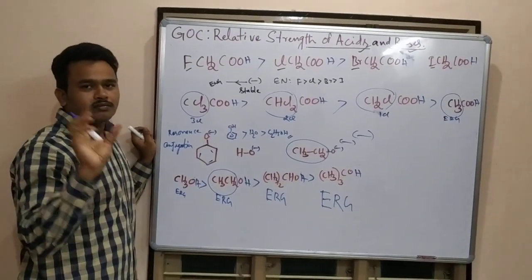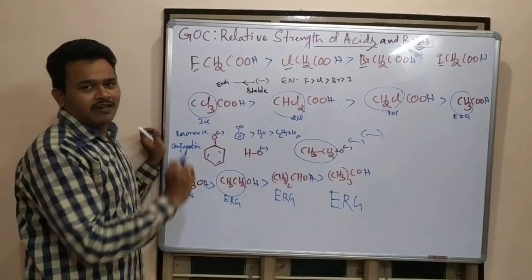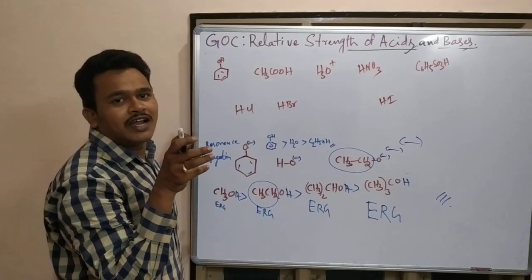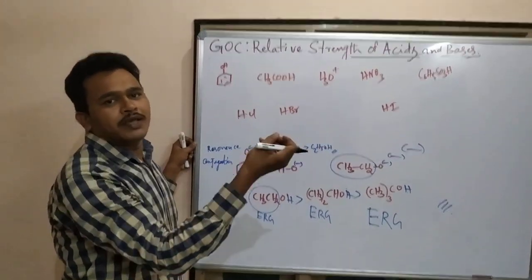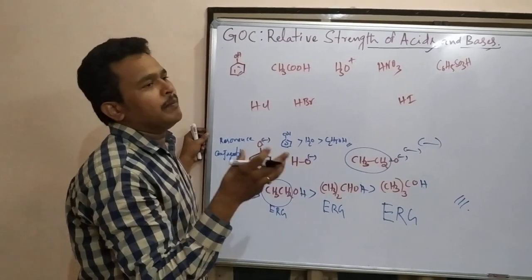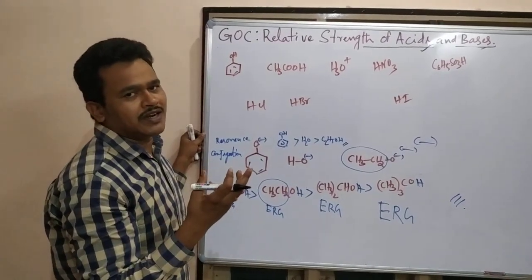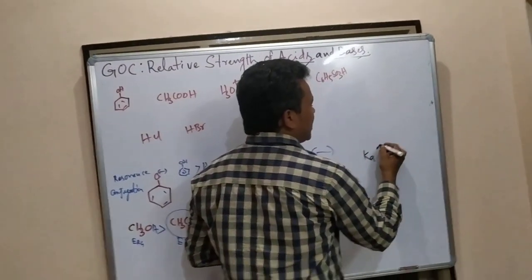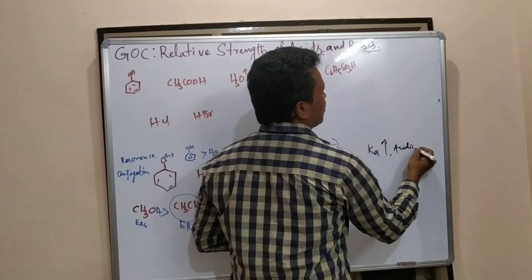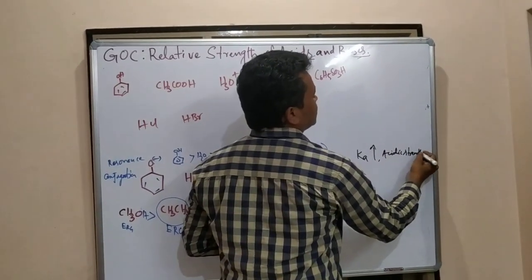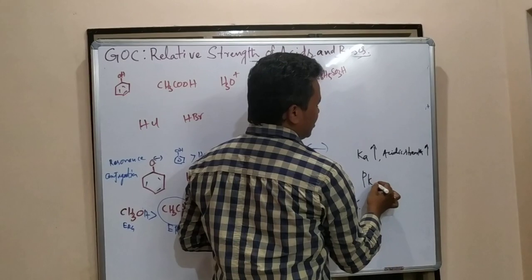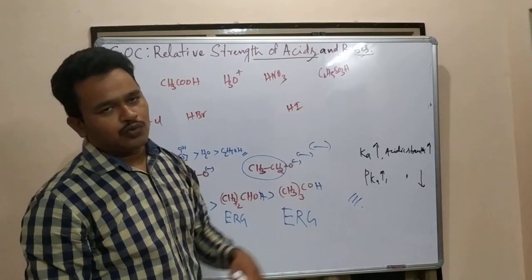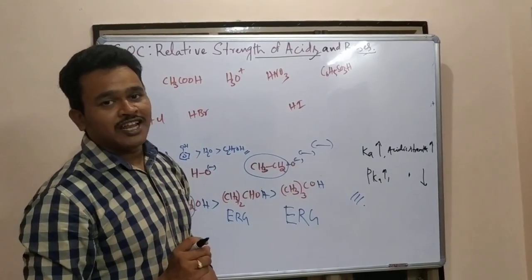Finally, I will give the order. We are going to conclude this one. Okay. Finally, we are arranging the different acids in order. Some reasons are there, some are based on practical data. Practical data means Ka value and pKa value. If the Ka value is more, acidic strength is more. If the pKa value is more, acidic strength will be less. Based on these values, we also can arrange the acids.